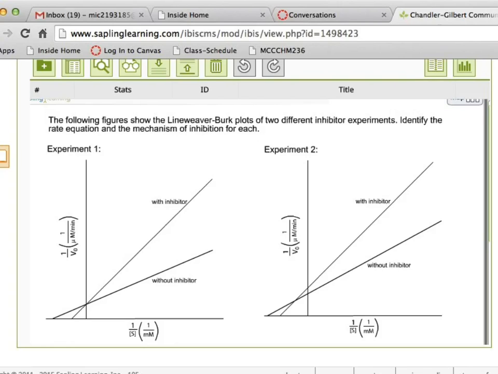I actually don't remember. In all honesty, I have to cheat and look at my sheets. I remember what the second one is. The first one's going to be competitive because Vmax does not change. Okay, so our first one's competitive inhibition and our second one is a mixed.